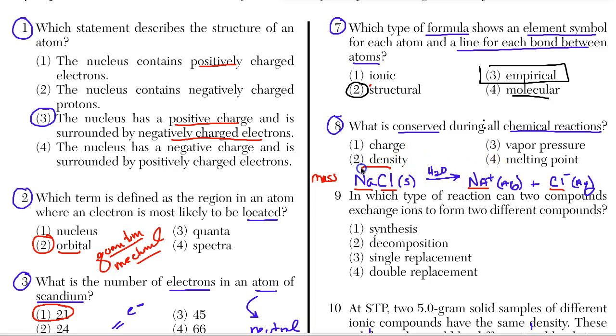Notice there's a charge total of 0 on this side. Why? Because a +1 and a -1 makes 0. Hey, there's no charges written for sodium chloride, so this is a compound. And all compounds, just like all atoms, are neutral. They're zeros. So on the reactant side, we have a total charge of 0.